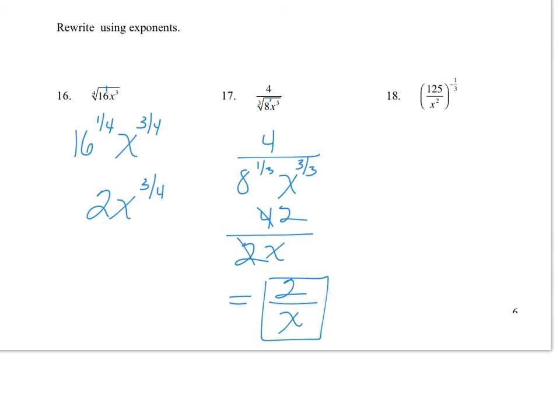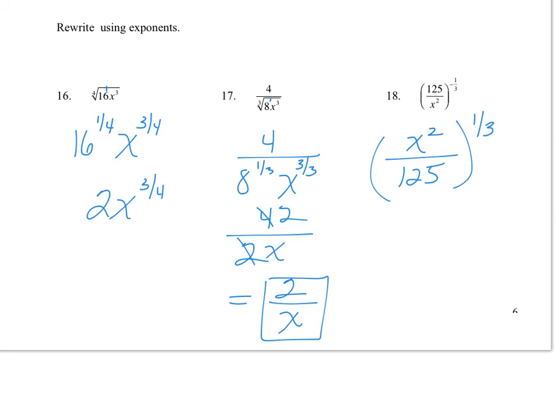Let's take a look at 18. Everybody's being raised to the negative 1/3 power. But it's a negative, so I have to take the reciprocal. So I'm actually going to rewrite it as x squared over 125, the whole thing now raised to the positive 1/3 power.